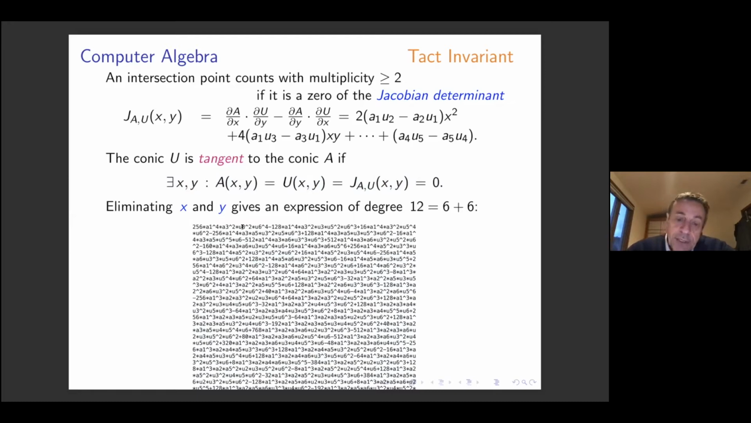Now, is this a big polynomial? Well, that depends on your point of view, right? It goes on for a while. It has 3,210 terms. So to write it down by hand, it would be too big. But this is the day and age of big data. So in this day and age, in 2021, that's actually not a big polynomial. A polynomial with 3,210 terms of degree 12, the tact invariant, is actually not such a big polynomial. Well, we'll come back to this polynomial in a moment. So this is the condition for two conics to be tangent.